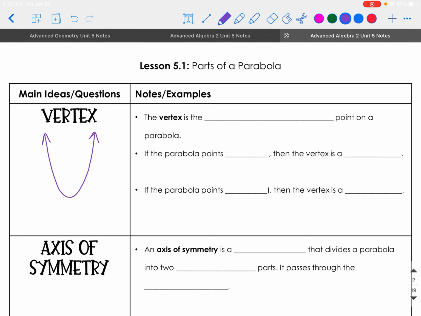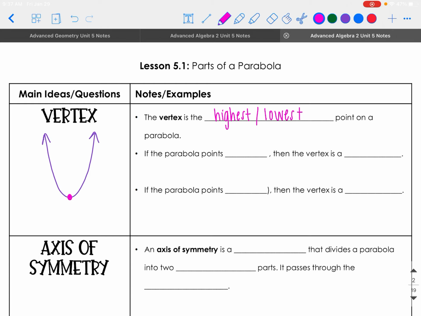And the vertex is the highest or lowest point on a parabola. And it depends on how it's facing. Notice these arrows are pointing up, so the vertex is a lower point. It's there on the bottom.